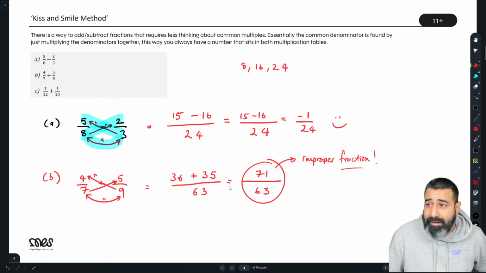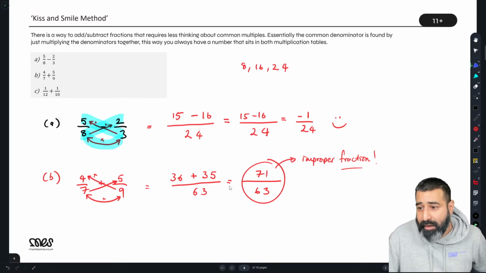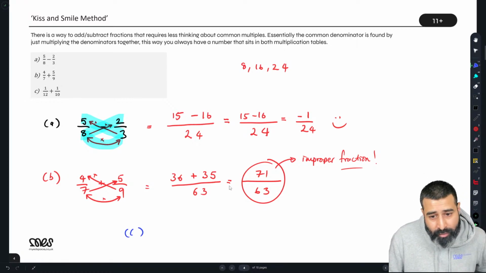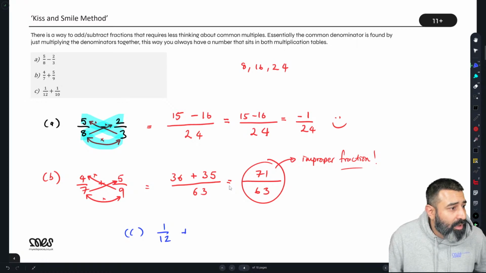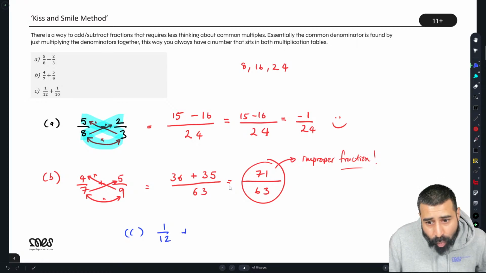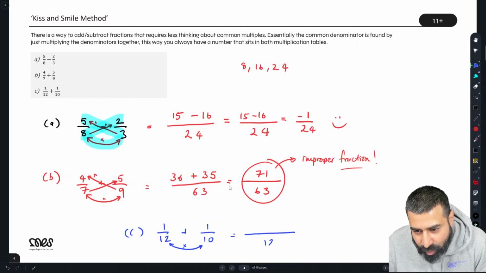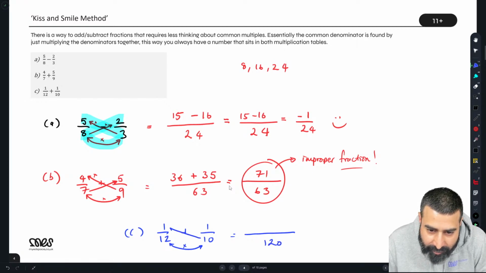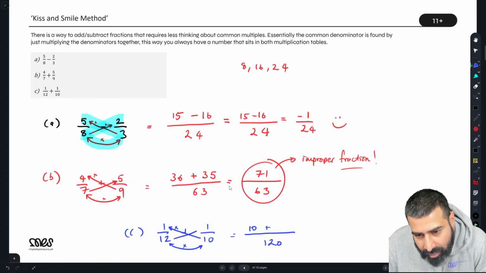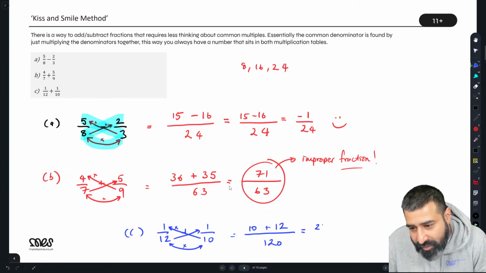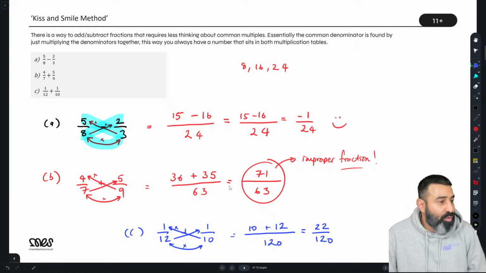Okay, and let's finish off with C while we're here, okay? So, we've got 1 over 12 plus 1 over 10. Okay, cool. So let's do the smile bit first. Let's multiply these together. So what's 12 times 10? Do we all agree that's 120? And then 1 times 10 is 10 plus 12 times 1, which is 12. So this becomes 22 over 120.